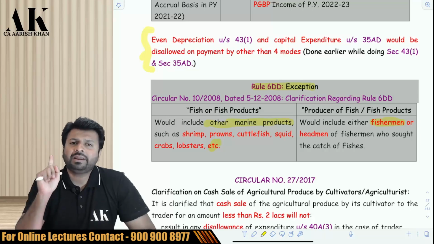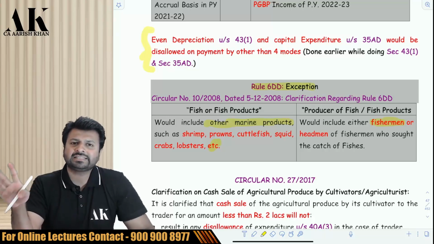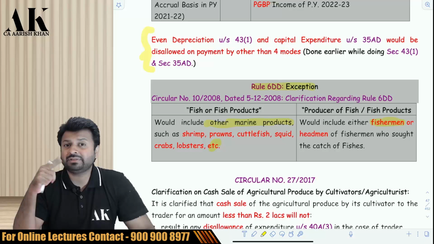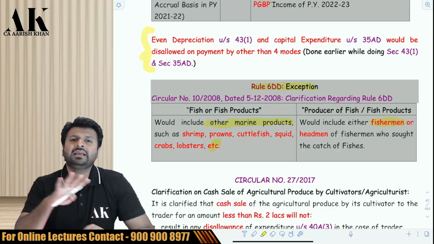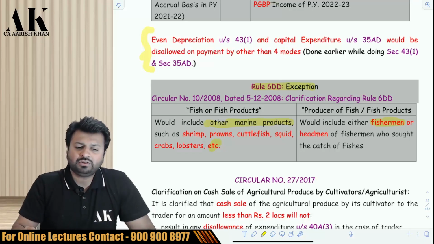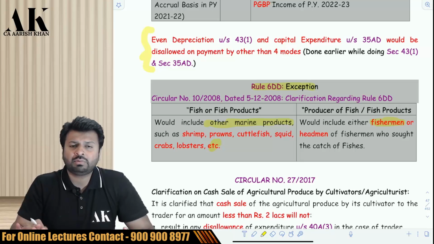So even if you buy from the headman or directly from the fisherman, in both cases it is allowed. If you buy from anybody except these two people, that is the headman and the fisherman, then 48.3 would be attracted in your case. This is what this particular section is all about, and rule 60D exception is all about. I have told you almost all the exceptions which are relevant for your exams.